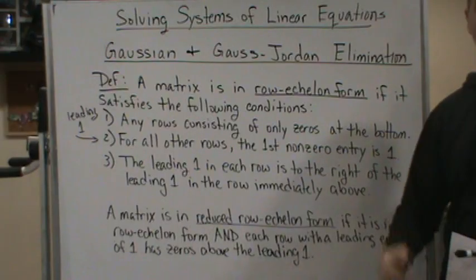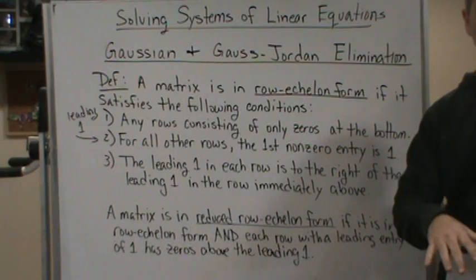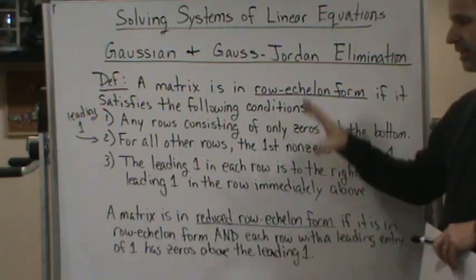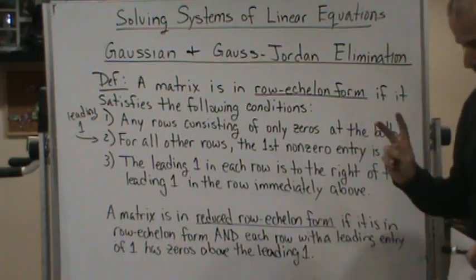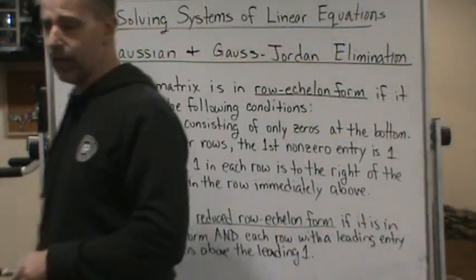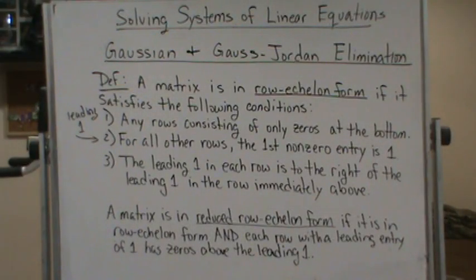We'll show you some examples in the videos following, but this is the definition of what we're going to call row echelon form and reduced row echelon form.